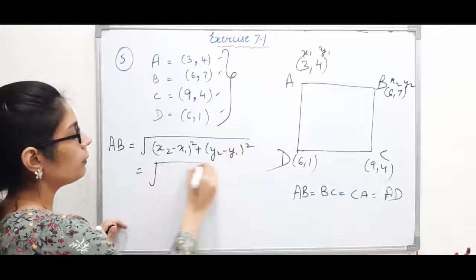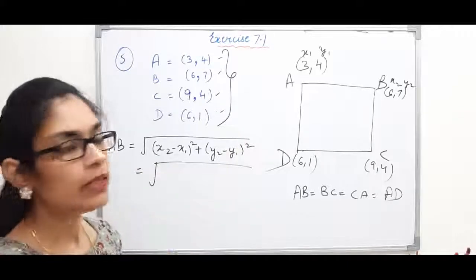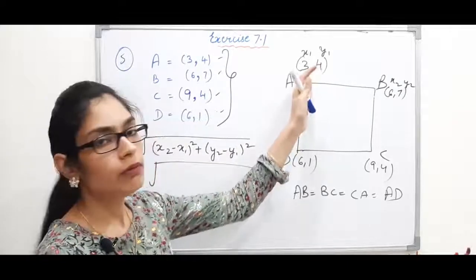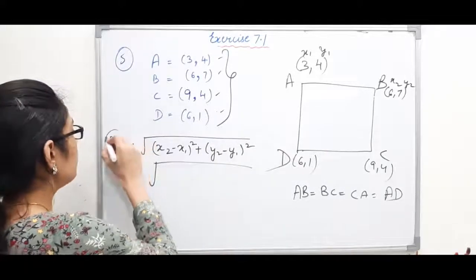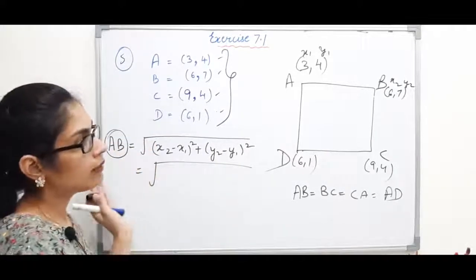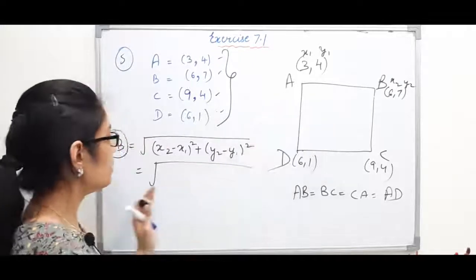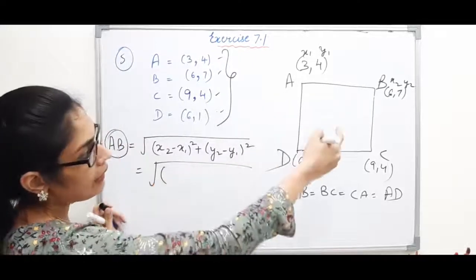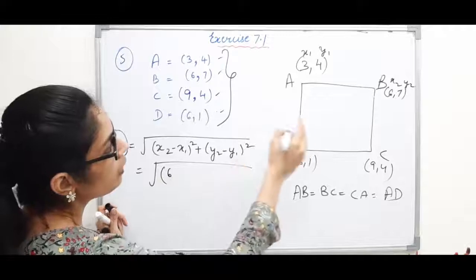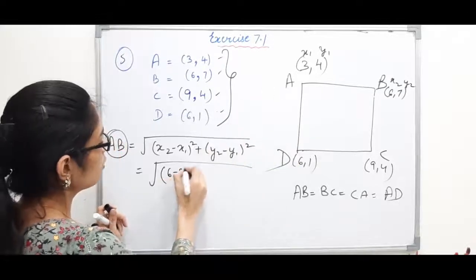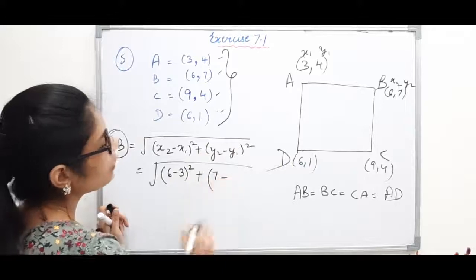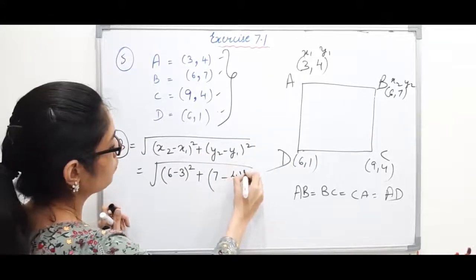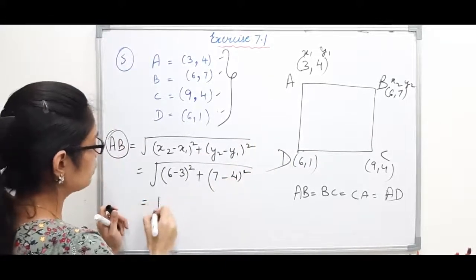So same formula, you just have to see and carefully substitute the values of x1, x2 and y1, y2, as per the required points. Now I am finding the distance of AB. So let's substitute the values. x2 is 6 and x1 is 3. So (6 minus 3) whole square plus y2 is 7, y1 is 4, so (7 minus 4) whole square.